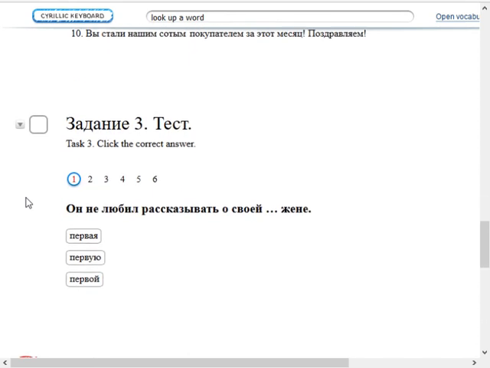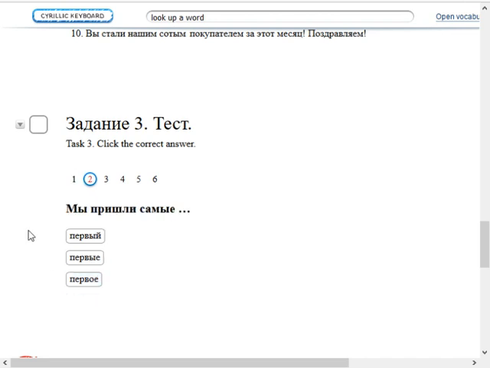Okay, cool. Test 3 or exercise 3 is this test. So what do we have here? Он не любил рассказывать о своей первой жене. So he didn't like talking about his first wife, первой жене. He didn't like talking about his first wife.